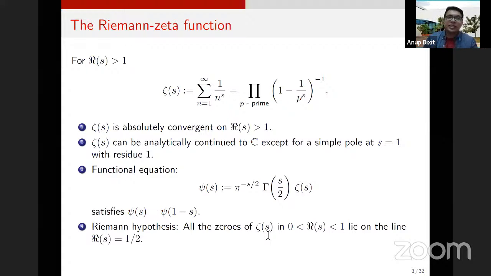So that is basically the philosophy behind an L function. The way this talk is going to be structured is as follows. We are going to talk about certain families of L functions. I will introduce a family.